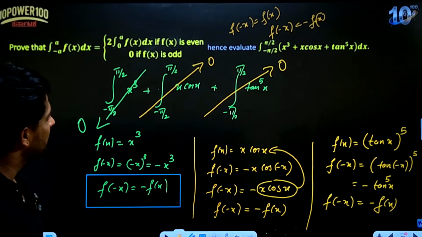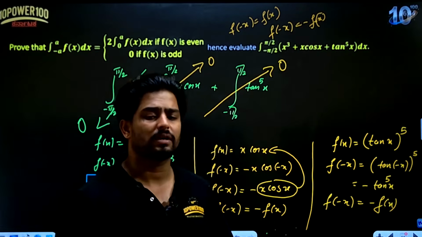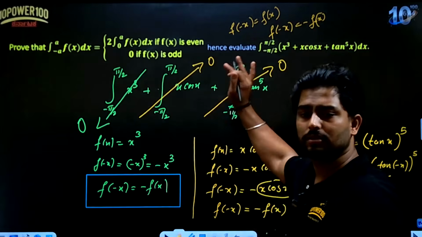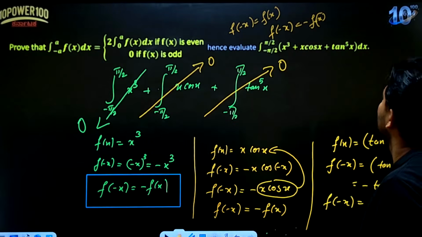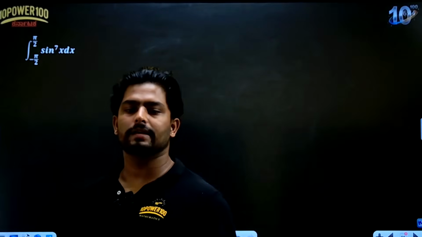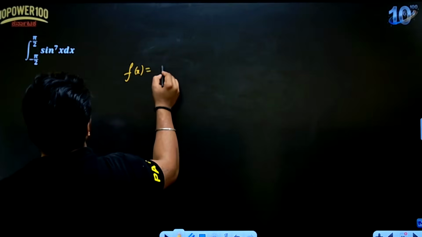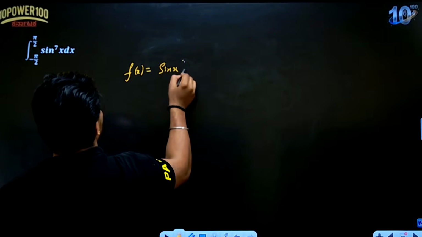So if you do it this way, most of the answers will be 0. Okay, when property number 7 comes, most of the answers will be 0. So if you do it this way, you will get full marks. Okay, so next look at this, sin x to the power 7. Now f of x is what? f of x is equal to sin x to the power 7.